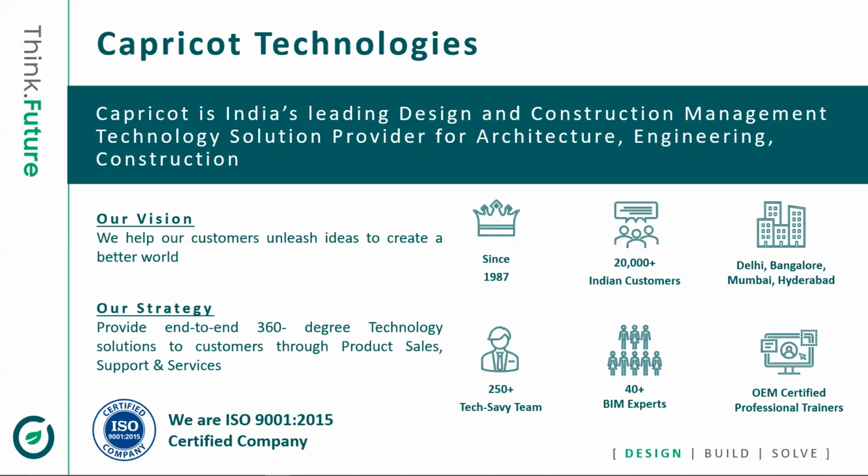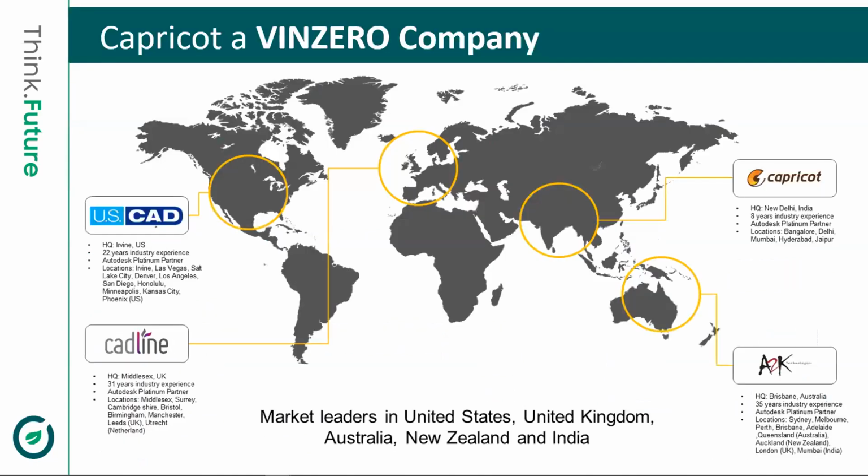Our team has more than 250 plus designers based in all major cities, have constantly provided outstanding value, adoption support, and services to optimize the true potential of more than 20,000 customers, wholeheartedly ranging from national importance projects to complex buildings. So Capricorn Technologies is now a Win0 company.